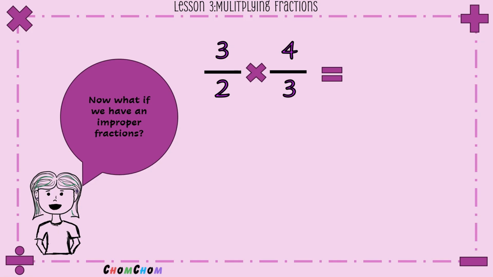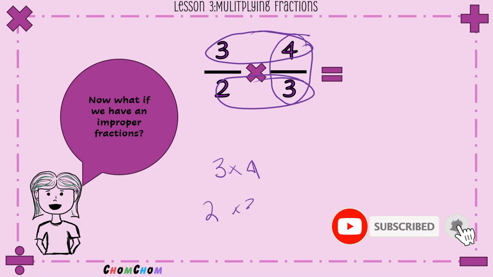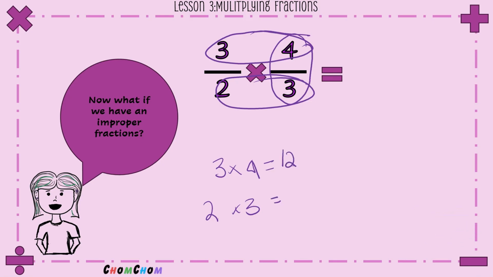Now what happens if we have improper fractions? So we have an improper fraction right here. How do you think that we solve this? That's right, we use our same strategy of top by top and bottom by bottom. So we have 3 times 4, and then we have 2 times 3. What's 3 times 4? That's right, it's 12. And then what's 2 times 3? That's right, it's 9. And then we put our bar across. So what we get is 12 over 9.